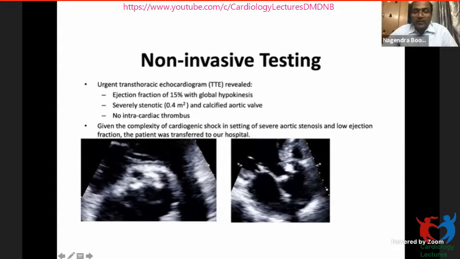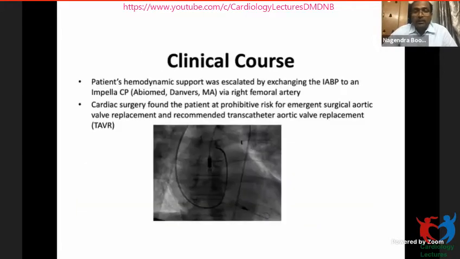The echo was done at our center, which revealed a severe calcific aortic stenosis, with calcified rapheal structure between the non and right coronary cusps. There was no LV thrombus. LV function was around 10 to 15%. So he was shifted with an IABP. Hemodynamic support was initially escalated. The right femoral artery, where the IABP sheath was, was escalated to an Impella CP.